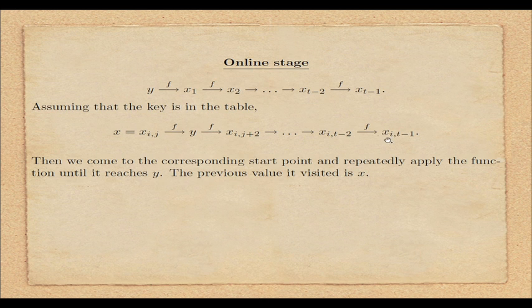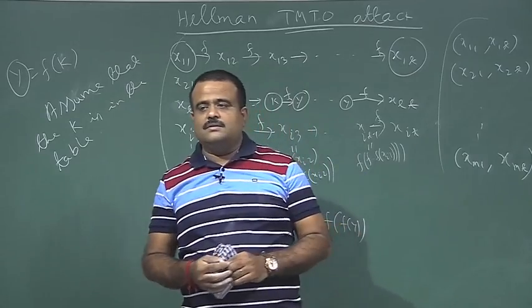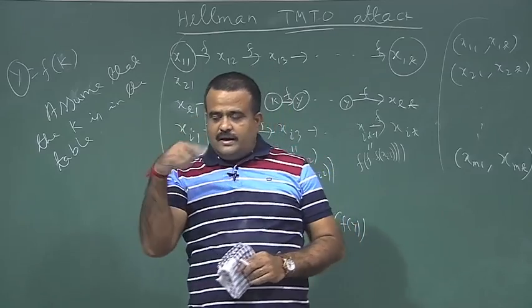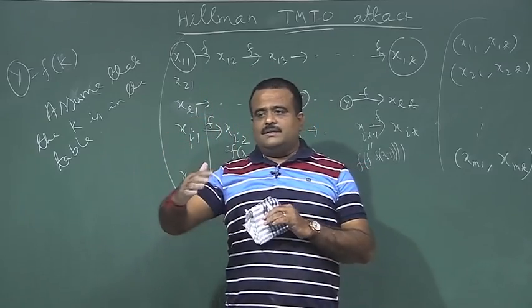But what we can do? We know that if it is matching with the end point, we know the corresponding start point. So, we keep on applying f on the start point of that corresponding row where this key is there, and once we reach the y, then we store the previous value as the key. So, that is the attack. We just keep on applying f on y until we reach the y.